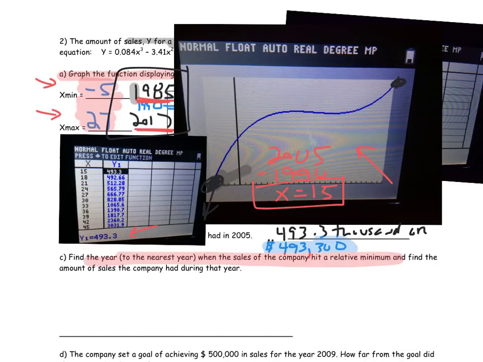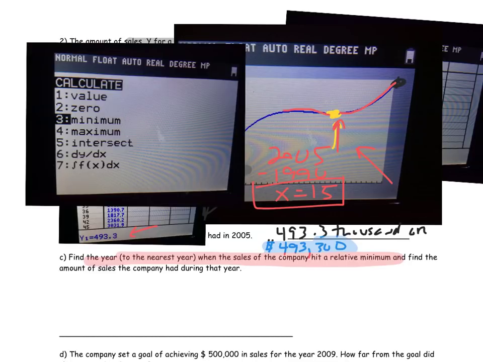But it looks like there's going to be a point somewhere in here where the sales bottomed out. They kind of reached a high point, then decreased, and then increased after that point. So this point here is what we call in math the relative minimum. So how do we go about finding that? We go to second, calculate, and option 5 for minimum. Just like before, we have to give it a left bound and a right bound.